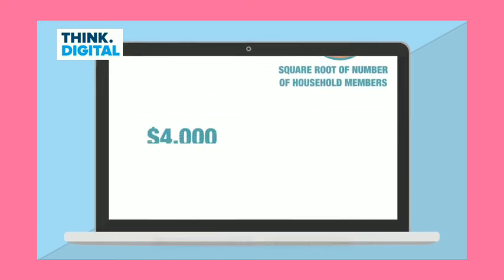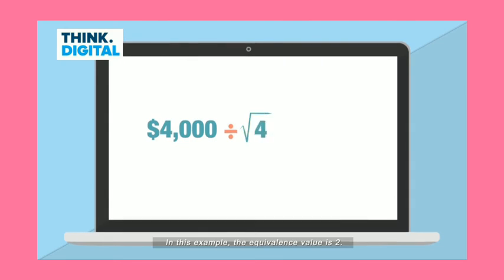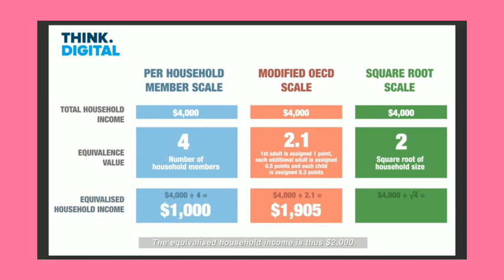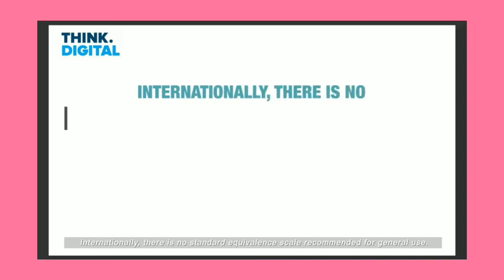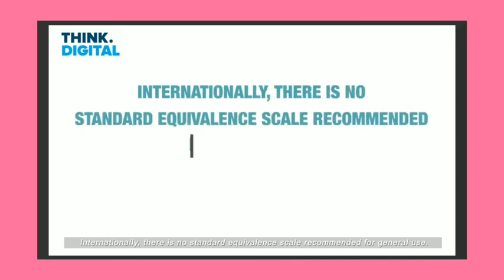When using the square root scale, the household equivalence value is the square root of the number of household members. In this example, the equivalence value is 2. The equivalized household income is thus $2,000. Internationally, there is no standard equivalent scale recommended for general use.